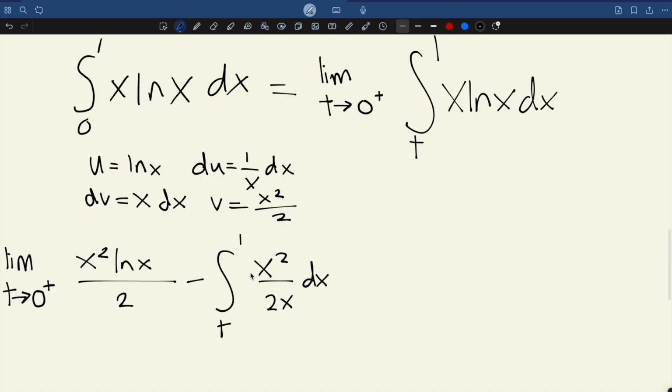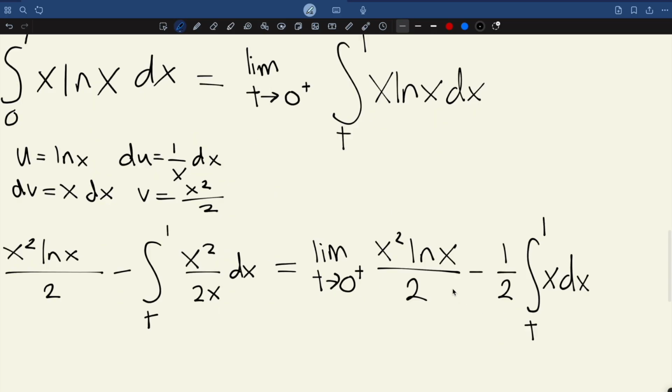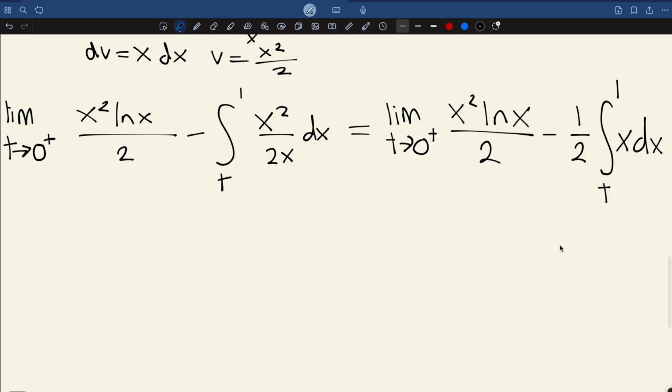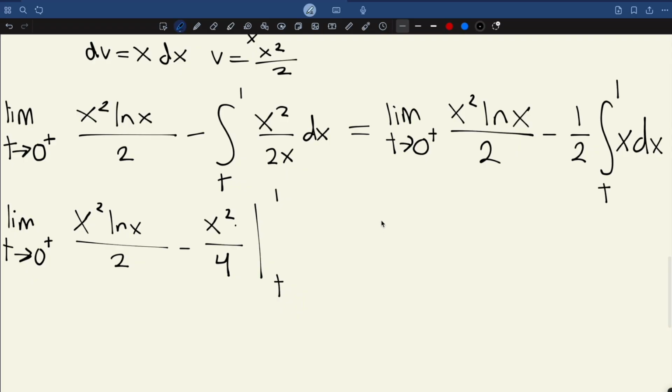Okay. So now let's pull out the constant here, all right? So I'll rewrite that real quick. Okay, so I pulled out the constant and simplified the x squared and the x. So now we just evaluate this integral right here. All right, so I just evaluated this simple integral. And what we have left is the limit as t approaches 0 from the right of x squared ln of x over 2 minus x squared over 4 from t to 1.